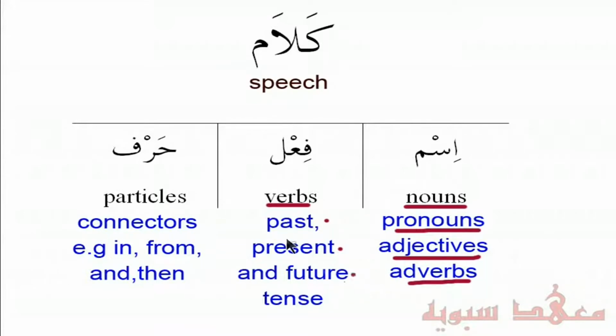And finally, we have harf, which are particles, or another word that we can use is connectors. Now these include things such as prepositions, such as in and from, or conjunctions, such as and, then. And they also include a number of other particles, such as interjections. There's particles of emphasis, which are not found in English. But as I said, all this will become much more clear when we discuss each one individually.